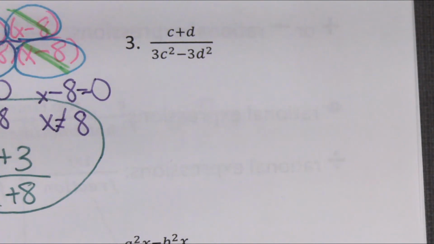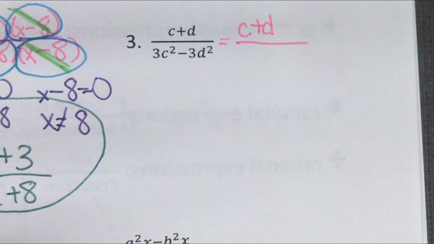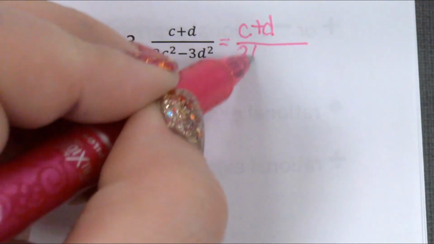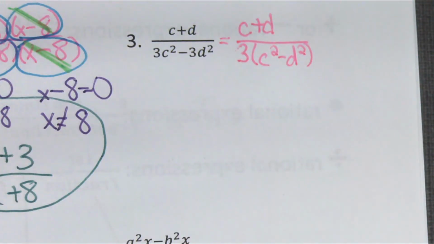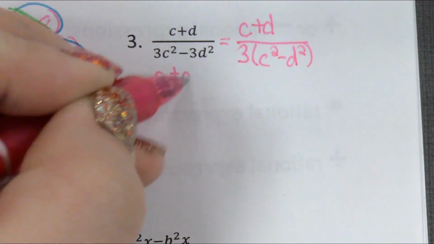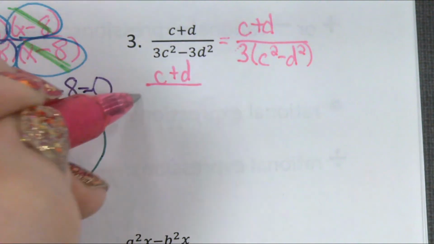We still need to factor. So the top part is already factored for us. We'll copy it over as C plus D. The bottom part, I can already see that I can factor a 3 out of both. And I'm left with 2 perfect squares with a minus in the middle, indicating that I'm going to have the difference of squares again when I factor. C plus D will be on top, and our bottom will be 3 and 2 sets of parentheses.